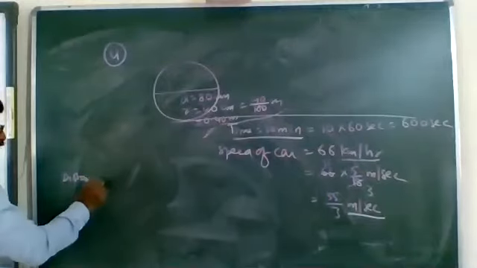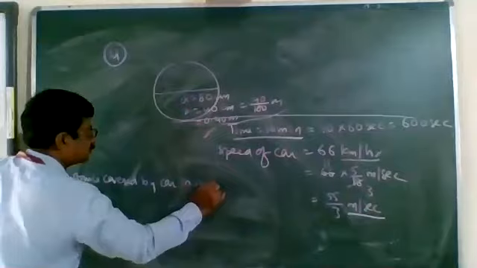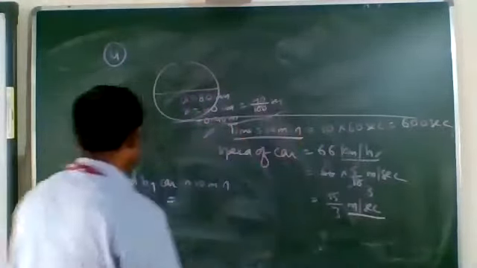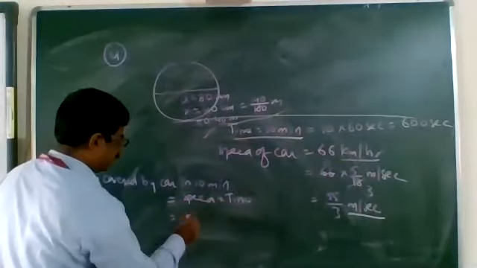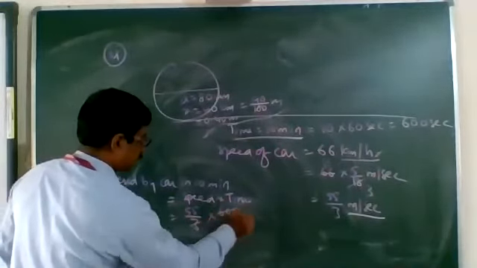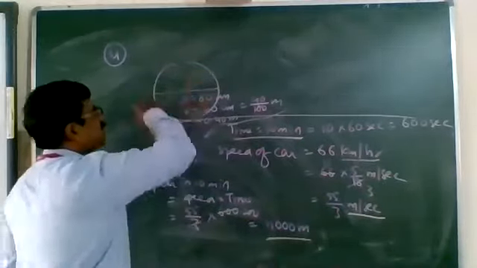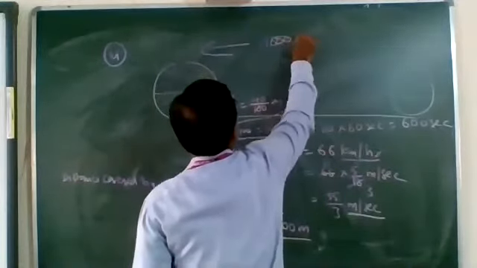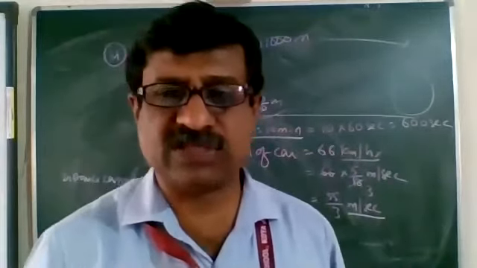Distance covered by the car in 10 minutes. In these 10 minutes, we'll find out how much distance the car has traveled. Distance equals speed into time. Speed we are getting as 55 by 3 meter per second. The time we have as 600 seconds. That is 11,000 meters. That means this wheel has covered a distance of 11,000 meters in 10 minutes.